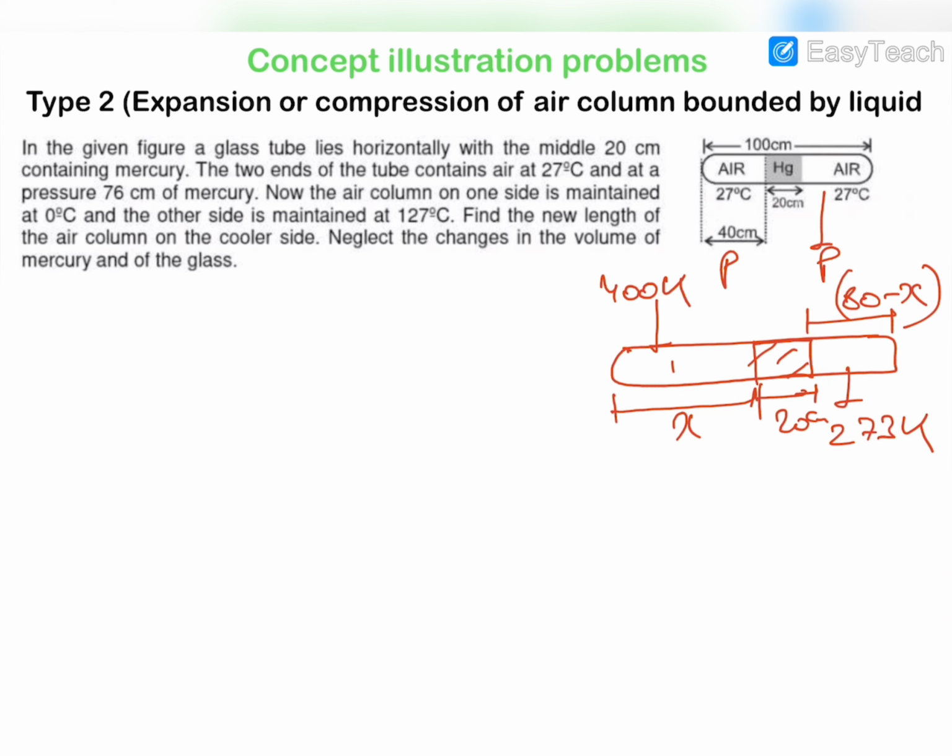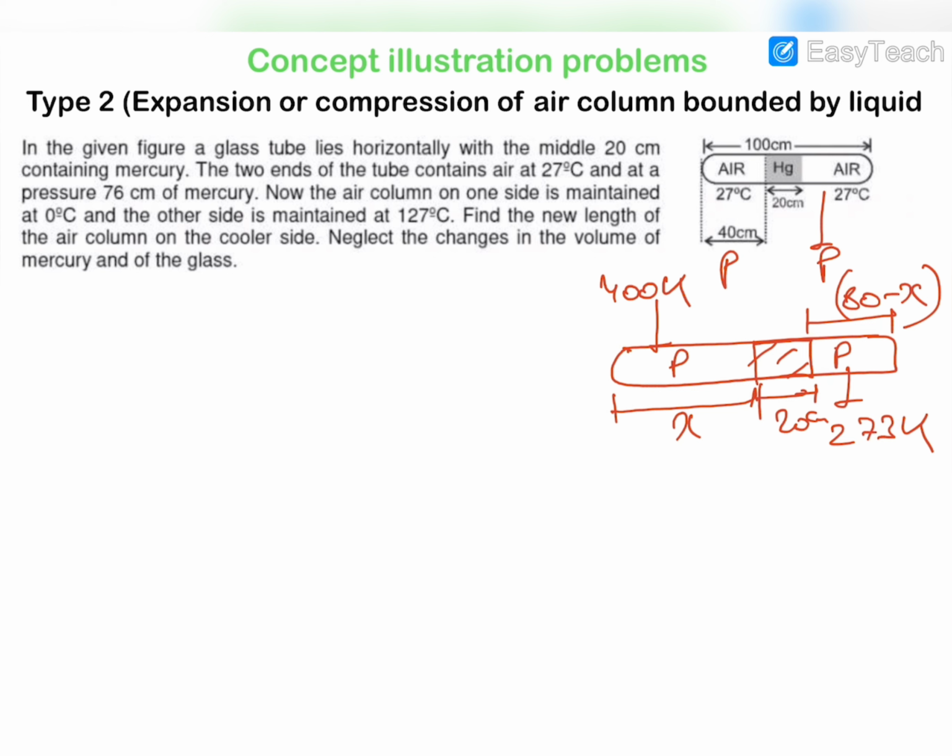Now we can see that pressure will still remain the same, because again this system is in equilibrium. If you consider that this pressure is higher than that pressure, then this mercury will keep on shifting towards this side. So in the equilibrium position, obviously the pressure on both sides of the gas will be the same, and this will be an isobaric process.